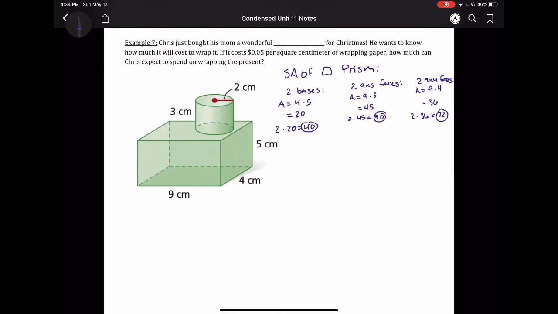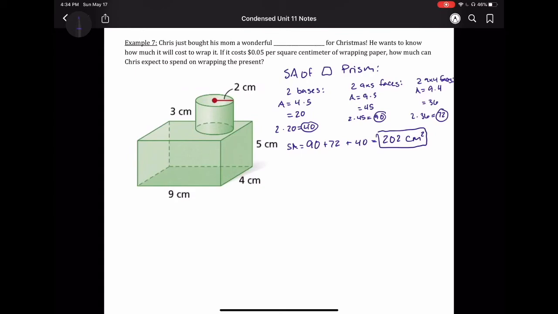Now I want to go ahead and add those things together. So I have 90 plus 72 plus 40 is equal to the surface area, which when I add those all together, 90 plus 72 plus 40 is equal to 202. This is all in centimeters and it's surface area, so I have centimeters squared. All right. That's the surface area of the rectangular prism.